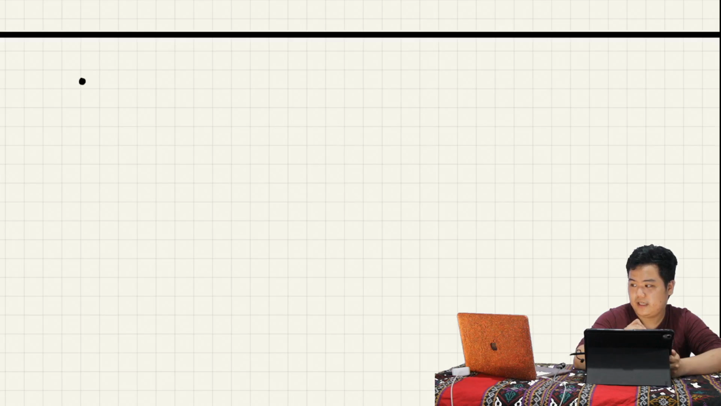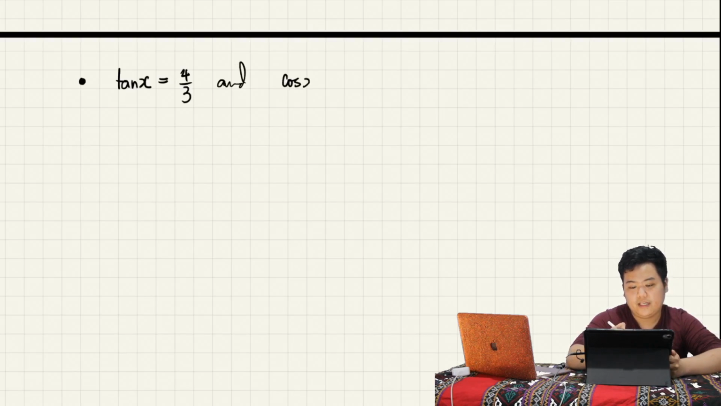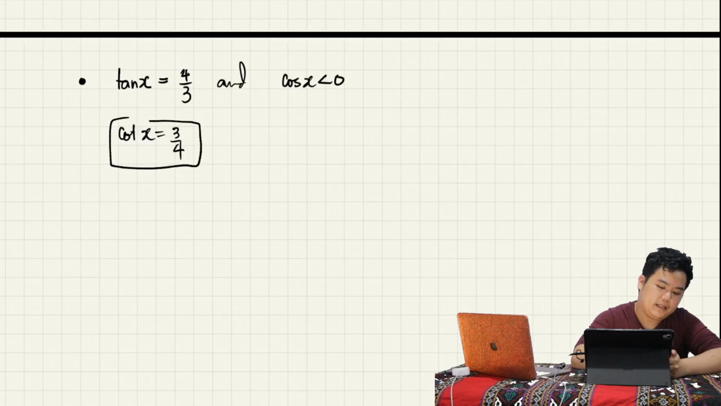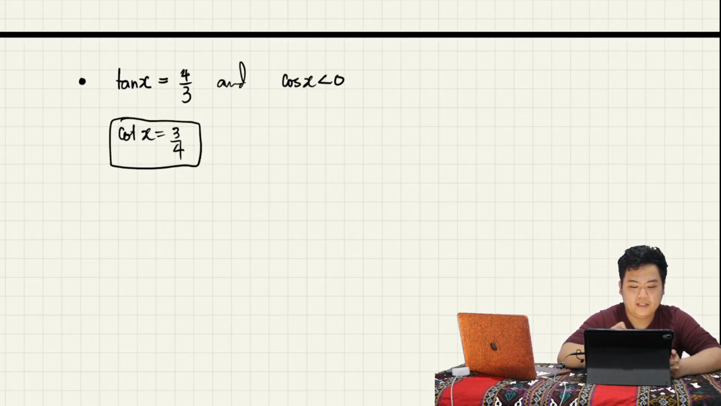So, let's say tangent x is 4/3 and we know that cosine x is negative. Okay, so may libre ng isa yung reciprocal. Ang reciprocal ni tangent is cotangent. So, cotangent x is 3/4. Okay. So, 4 na lang. Using the Pythagorean identity, 1 plus tangent square x equals secant square x. Kapag pinlugin mo si tangent dito, mahanap mo si secant.